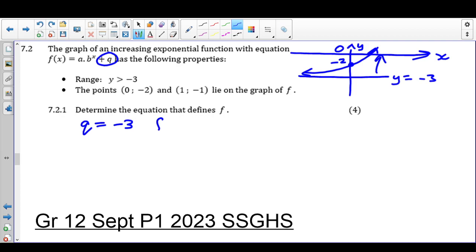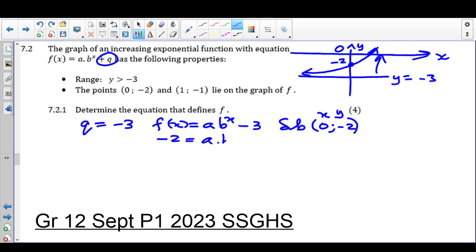So if I look at this function, I got now f of x is equal to a times b to the x minus 3. So how many unknowns do I still need to solve? 2. So I need 2 points on the graph, which I do have. So I substitute the one that's lying on the y-axis first. That's the x and the y, of course. So negative 2 is equal to a times b to the 0 minus 3. Anything to the power 0 is 1. So a is equal to 1.